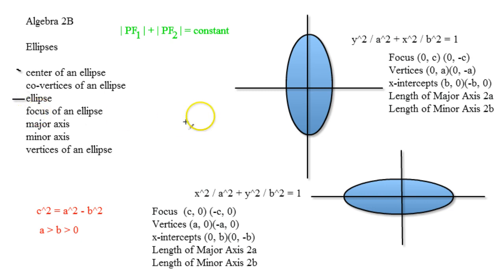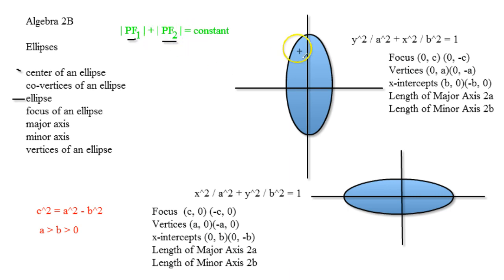Now, an ellipse is a shape that if you picked any point on the ellipse and then found the distance between it and one of the foci and then added that with the same point to the distance of the second focus, you would get a constant number.